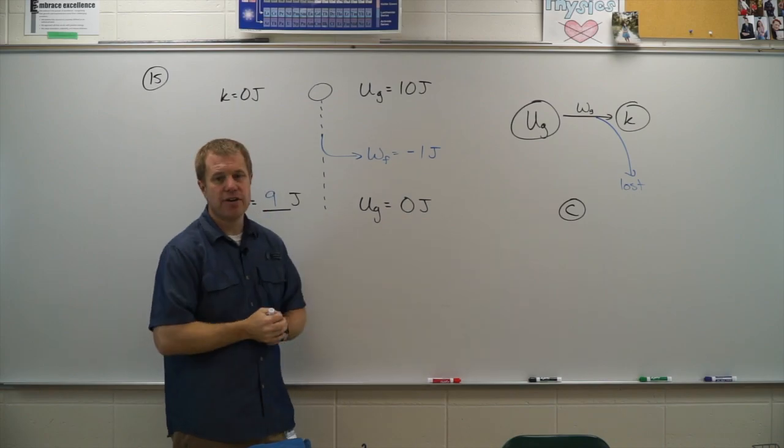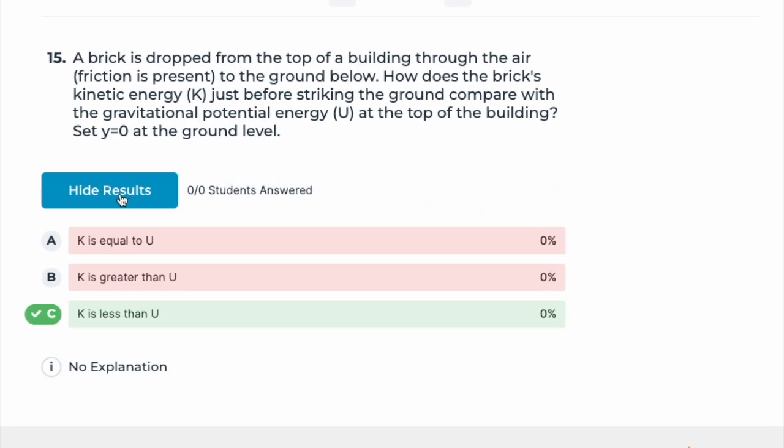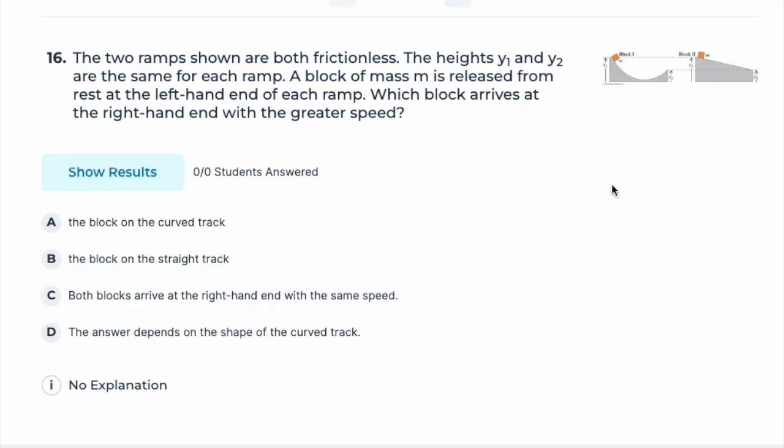So the correct answer here is C. Kinetic energy is less because we lose some of that potential energy to friction on the way down. The two ramps shown are both frictionless, and heights y1 and y2 are the same for each ramp. A block of mass m is released from rest at the left-hand end of each ramp. Which block arrives at the right-hand end with a greater speed?